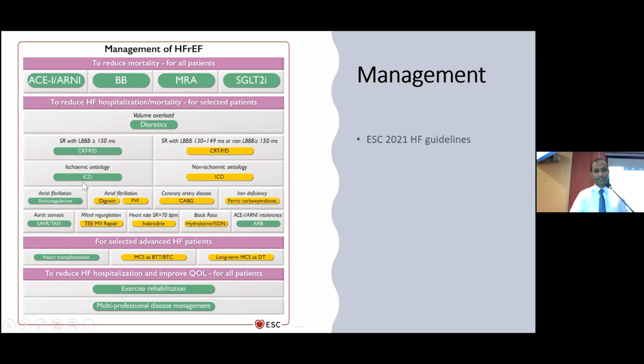In patients with AF, you can do anticoagulation, and you can start digoxin as well. There's a recent meta-analysis showing that digoxin is helpful if the patient is in AF, but if the patient is not in AF but still has reduced ejection fraction, it is probably harmful.